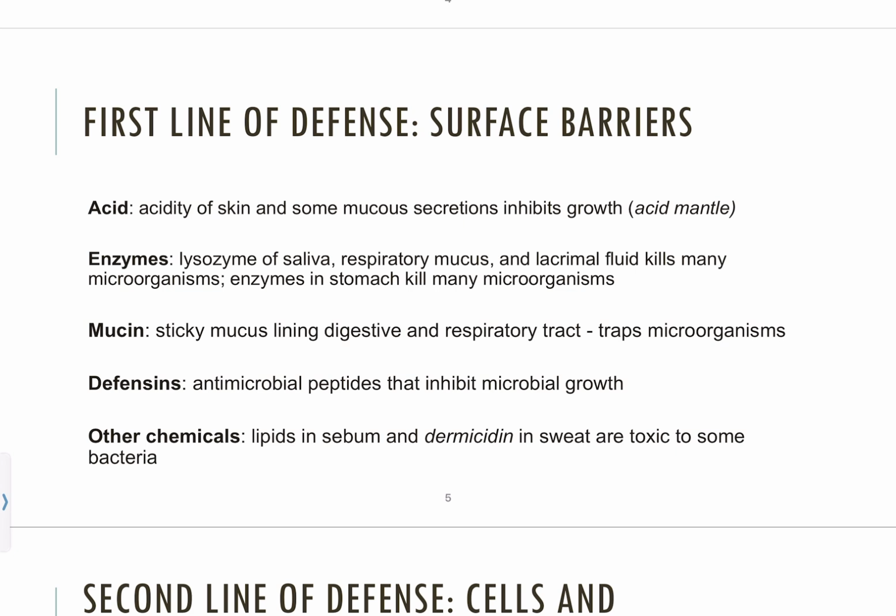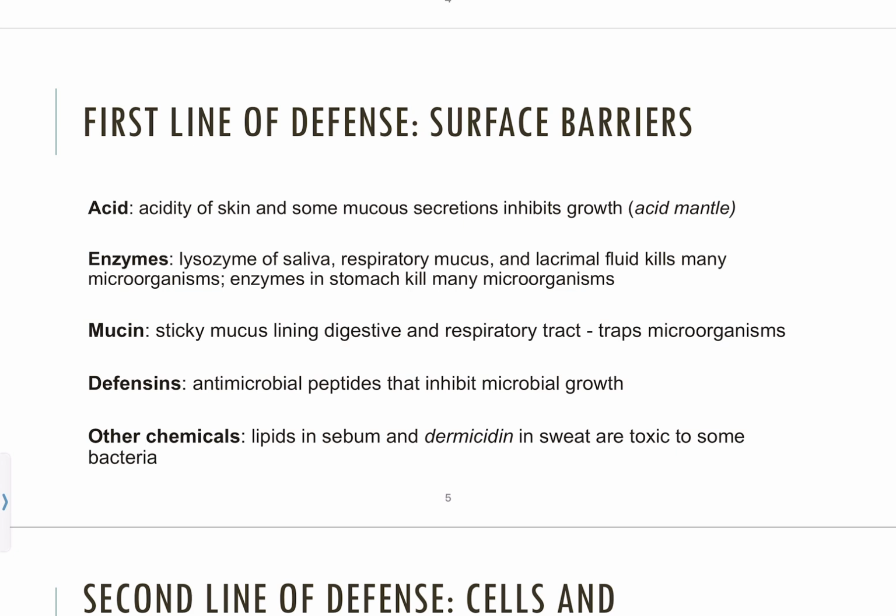I know not that long ago there was a trend where people were using alkaline or basic soaps until scientists went in and did a study on it and realized that if you increase the pH or the basicity of your skin, you are now allowing for microbes to proliferate and could potentially be more harmful to your body.